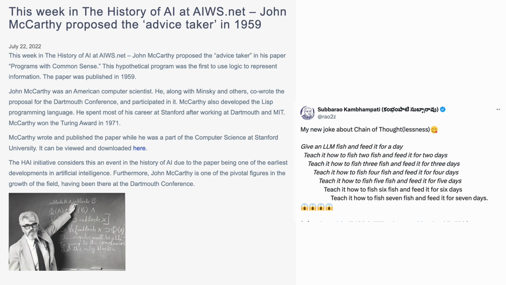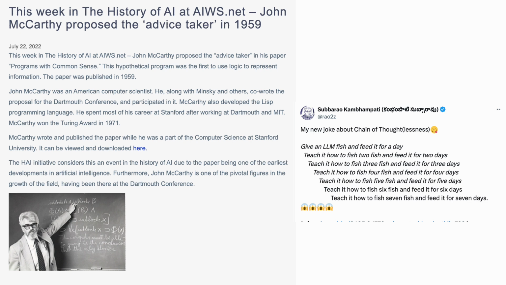Okay, I can't resist saying this: in general, chain of thought can be thought of as this capitalist idea. Give a man a fish and you feed him for a day; teach a man how to fish and you feed him for an entire life. But for the LLM man, give an LLM a fish, feed it for a day; teach it how to fish 2 fish, feed it for 2 days; teach it how to fish 3 fish, feed it for 3 days, and so on and so forth. So it kind of goes on and on after a while.